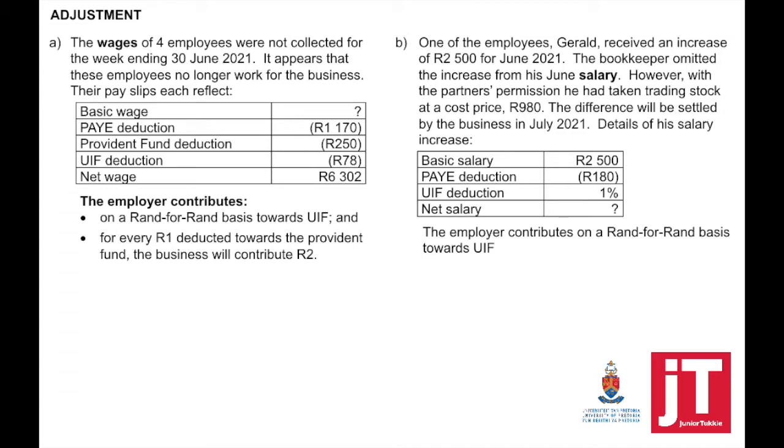If you look at adjustment number B, one of the employees, Gerald, received an increase of 2,500 for June 2021. The bookkeeper omitted the increase for his June salary. However, with the partner's permission, he had taken trading stock at a cost of 980. The difference will be settled by the business in July 2021. This is now an example where an employee's salary increase was omitted.